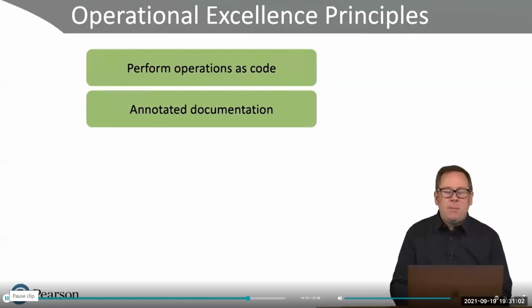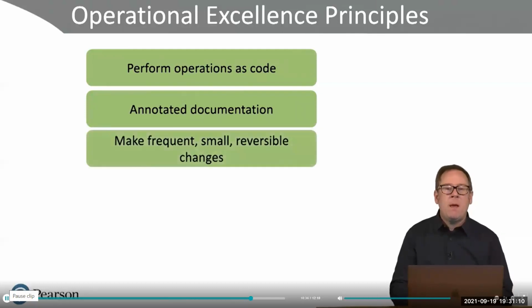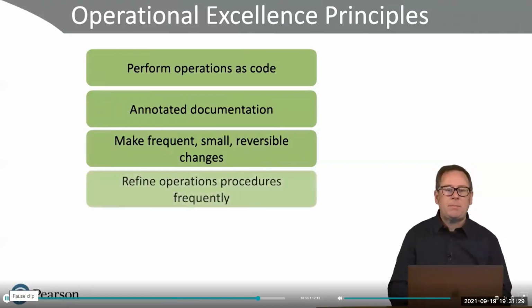Annotated documentation. There are a lot of services in AWS that can help you inventory and document automatically. Make frequent, small, reversible changes. This is another DevOps principle. And if you are deploying a lot of changes at once, the risk goes up and you impact other areas of the well-architected framework like performance and reliability.